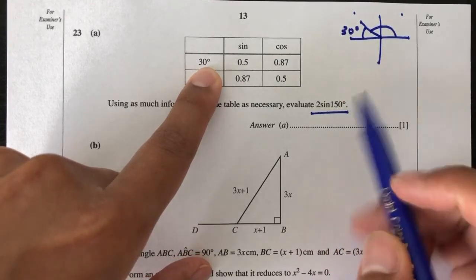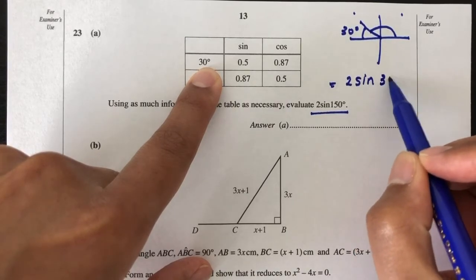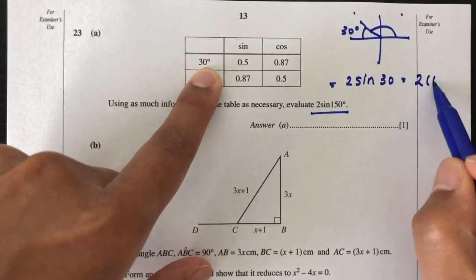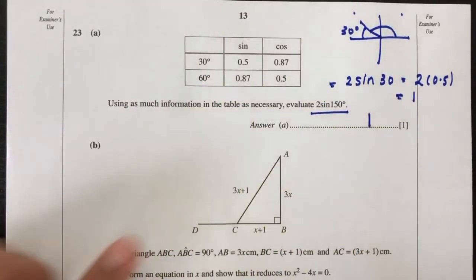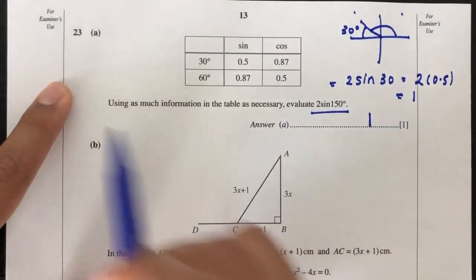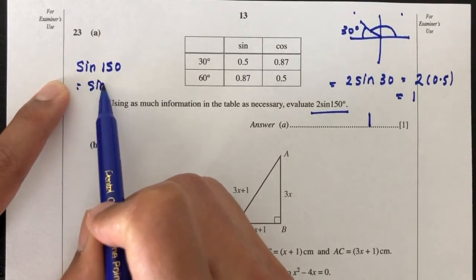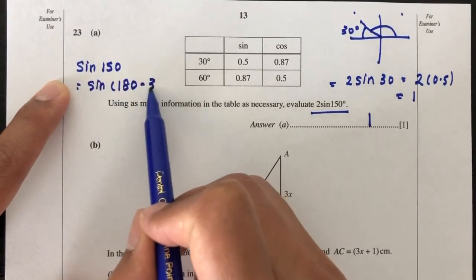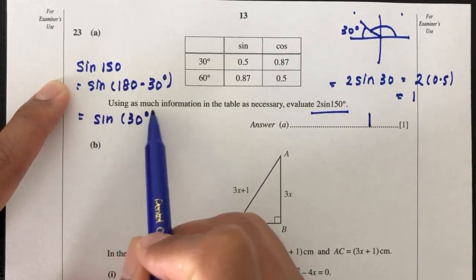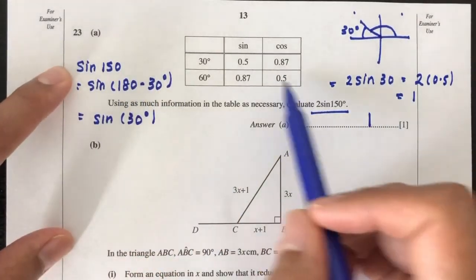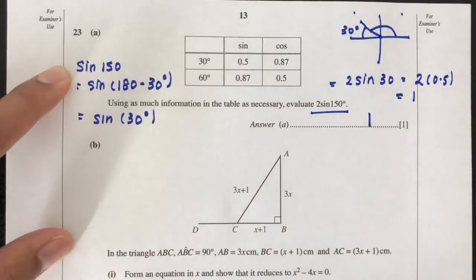So 2 sine of 150 is just like 2 sine of 30. That will be 2 times 0.5. That will be 1. So the answer is 1. Basically, the whole point I'm trying to make is that sine of 150 is equal to sine of 180 minus 30, which is also equal to sine of 30. So in the end, this equals to this, and you replace back, you get 1 as your answer.